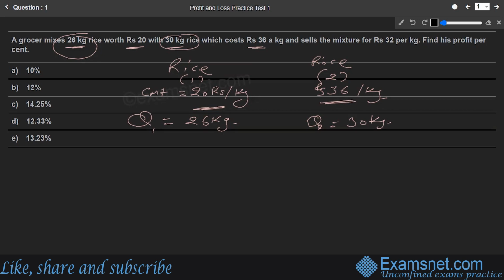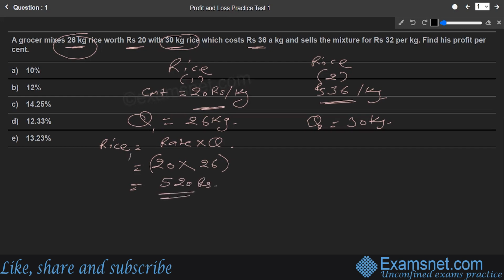If they mix it, let us find out the total price of these two types of rice. What is the price of the first type of rice? The price will be nothing but the rate into the quantity. The rate is 20 rupees per kg, and the quantity is 26. The value comes out to be 520 rupees. So the first type of rice costs 520 rupees.